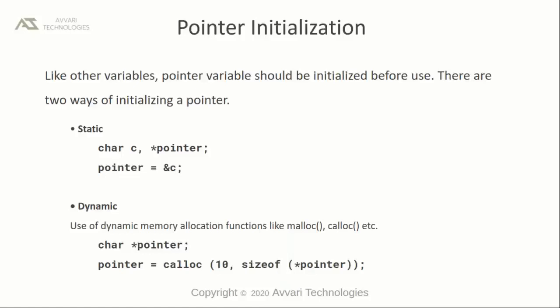Dynamic memory allocation. Pointer could be used for dynamic memory allocation with the help of malloc, calloc functions. For example, first we define a pointer, then we will assign pointer to calloc. Contiguous allocation function initializes 0 to blocks of memory. Here we are defining 10 blocks and we are passing the size of character, that is 1 byte.